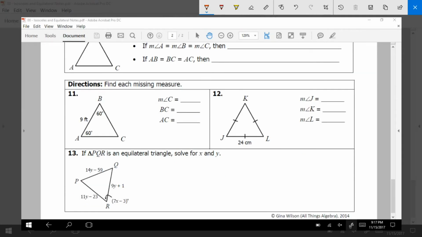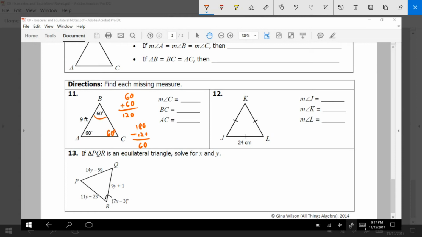Let's take a look at number 11. So first of all, wait, we got a missing angle here. That's not going to help me, so let's find this angle C right here. If B is 60 and A is 60, how am I going to find C? I'm going to add B and A together and subtract that from 180, because the total should be 180. So let's see, 60 plus 60 equals 120. And then I'm going to go 180 minus 120. What do you know? C is also 60 degrees.